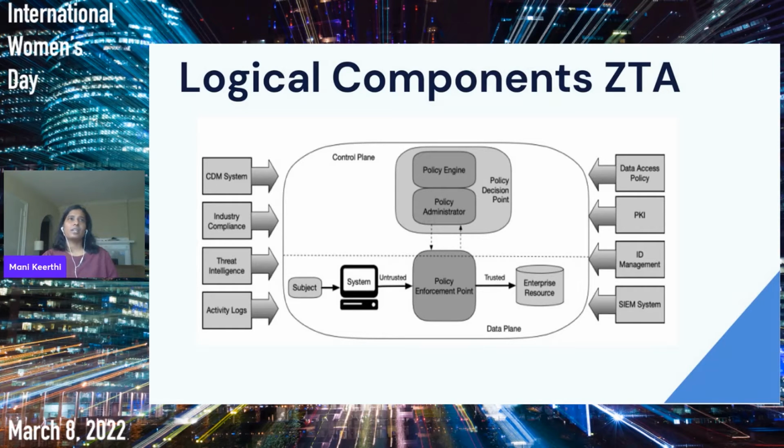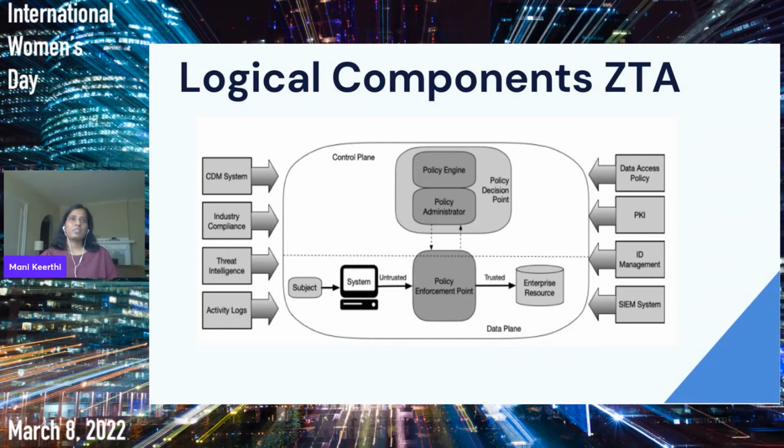Enterprise public key infrastructure, or PKI. This system is responsible for generating and logging certificates issued by the enterprise to resources, subjects, services, and applications. This also includes the global certificate authority ecosystem. ID management system. This is responsible for creating, storing, and managing enterprise user accounts and identity records.